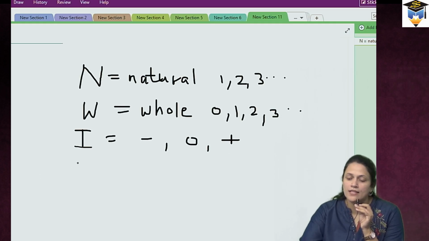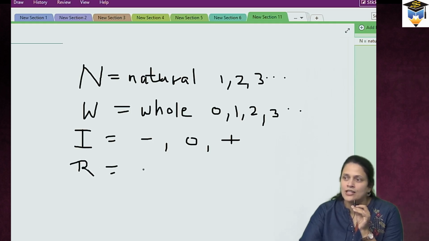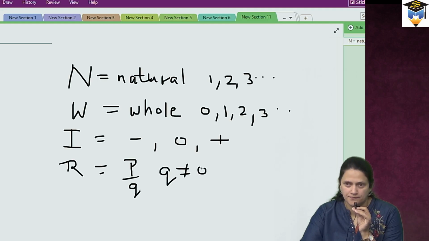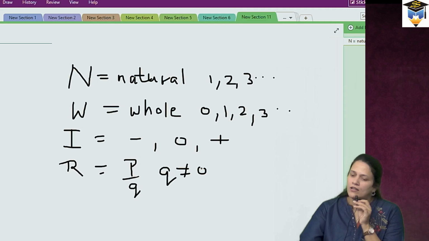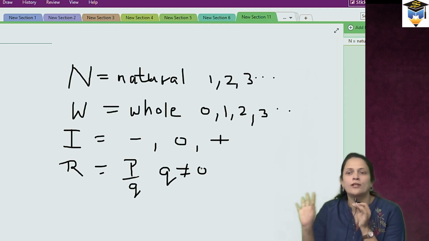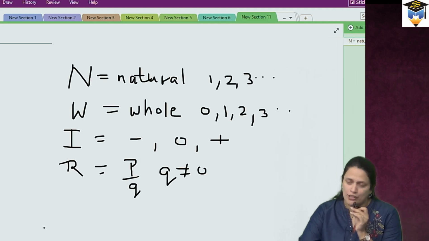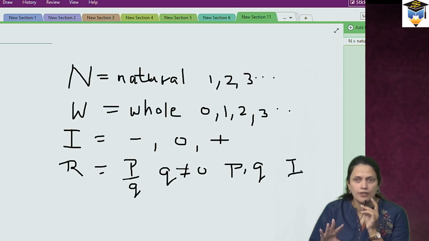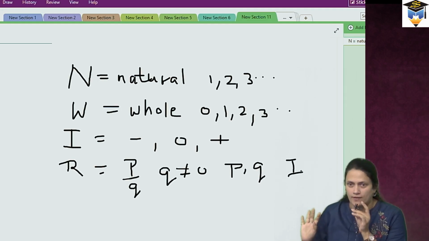Then comes rational numbers. Do you know what are rational numbers? Rational numbers are always in the form of P upon Q, and Q should not be equal to 0. Can you tell me why? If Q is 0, can such a number exist in maths? No. Why? Because the denominator can never be 0. So Q is a set of rational numbers in the form of P upon Q, where Q should not be equal to 0 and P and Q are integers. Why integers? Because they can be negative numbers, 0 and positive numbers as well.